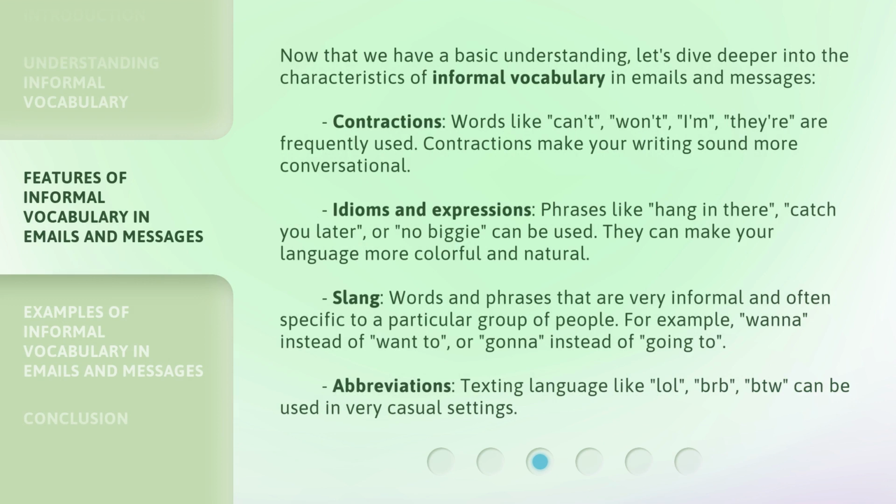Now that we have a basic understanding, let's dive deeper into the characteristics of informal vocabulary in emails and messages. Contractions. Words like can't, won't, I'm, there're are frequently used. Contractions make your writing sound more conversational. Idioms and expressions. Phrases like hang in there, catch you later, or no biggie, can be used. They can make your language more colorful and natural.